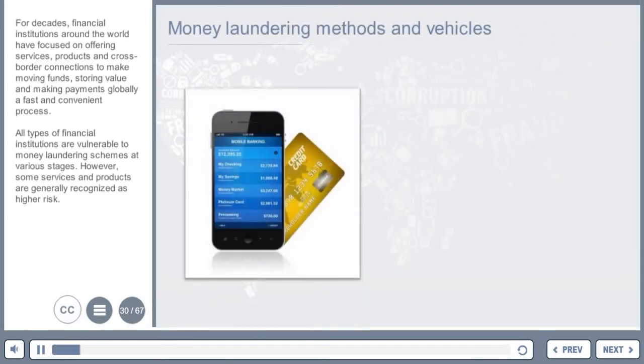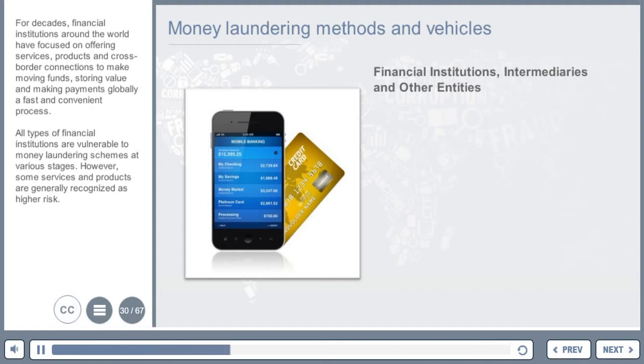For decades, financial institutions around the world have focused on offering services, products, and cross-border connections to make moving funds, storing value, and making payments globally a fast and convenient process. All types of financial institutions are vulnerable to money laundering schemes at various stages. However, some services and products are generally recognized as higher risk.